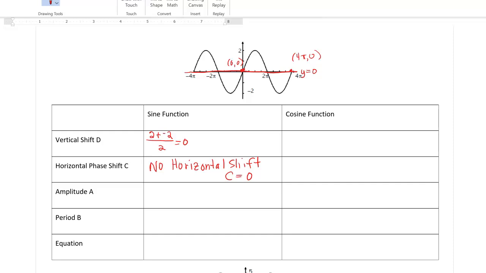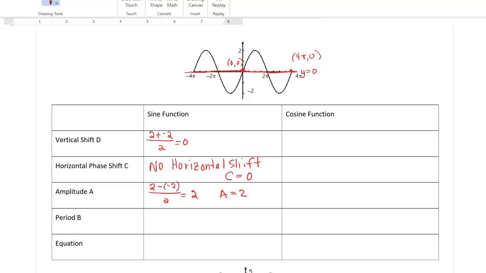Next, the amplitude. For the amplitude, we take our max minus our min, divided by 2. So we take 2 minus negative 2 and divide it by 2. That means it's 4 divided by 2, or just 2. This means the amplitude is 2. That also means that if you go 2 units up from the midline, that's the maximum height, and 2 units down from the midline, that's the minimum height.